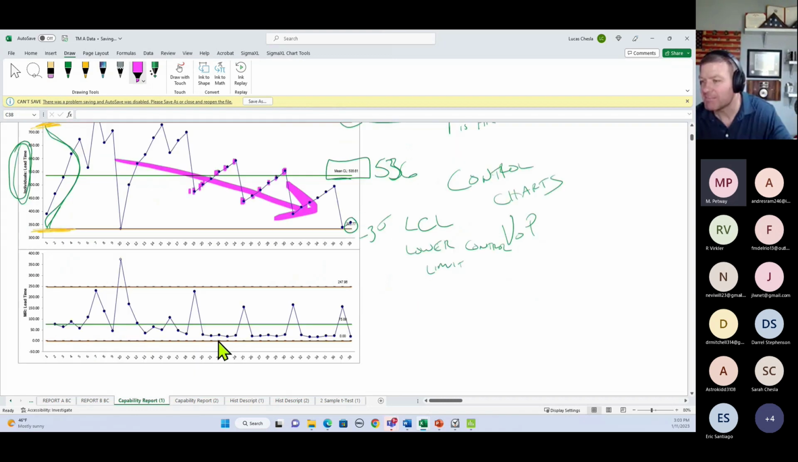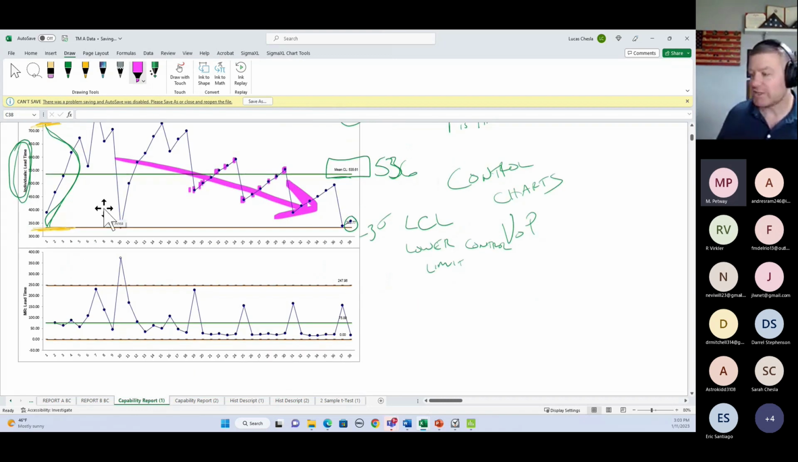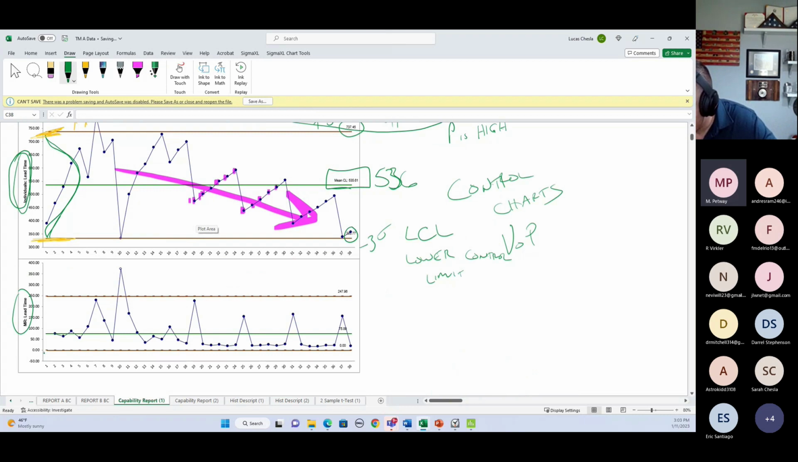Oh, and I'm sorry, on the bottom, since you have your individuals on top, what you got here is your moving range. And what this is, if you notice, there is no data point 1.